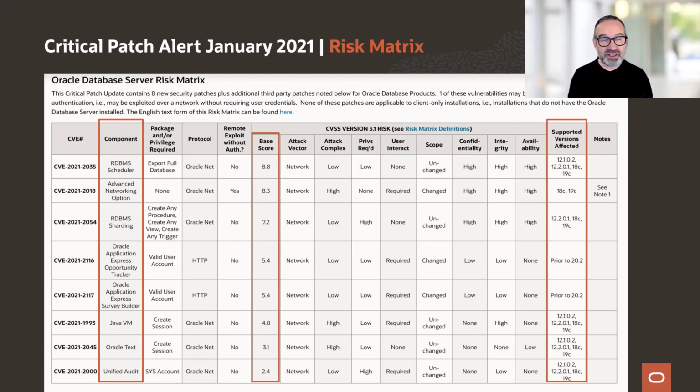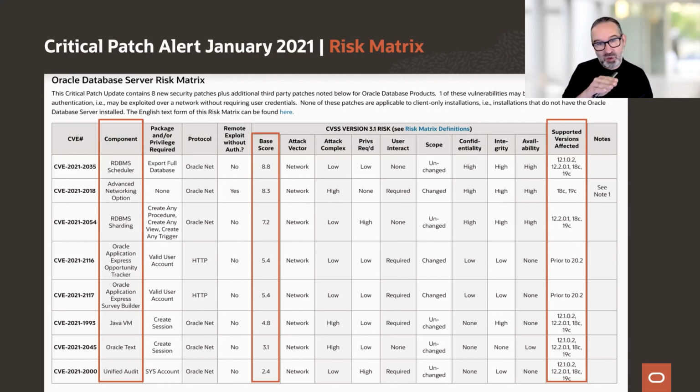But the first one here, the RDBMS scheduler, is in your RDBMS. So even though if you're not using the scheduler, somebody else may be able to use the scheduler, unless you completely disabled the use of a scheduler. And then the next information you need to pay attention to is the base score. So this is in the middle of the slide. And the base score 8.8 is pretty high because the high score is 10. So nothing can be higher than 10.0. So 8.8 means this is relatively risky. It seems to be a big problem.